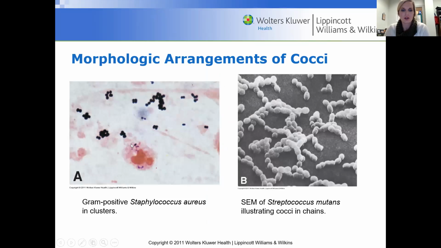Okay, so here's some microscopic pictures that you can see here. You can see gram-positive Staphylococcus aureus. We just mentioned those are the ones that cause boils, but you can see they're gram-positive because they show up as kind of a purple color here, and see how they're showing up in those clusters. And then here you can see a scanning electron microscope image of Streptococcus mutans, and you can see that they're showing up in a chain there.